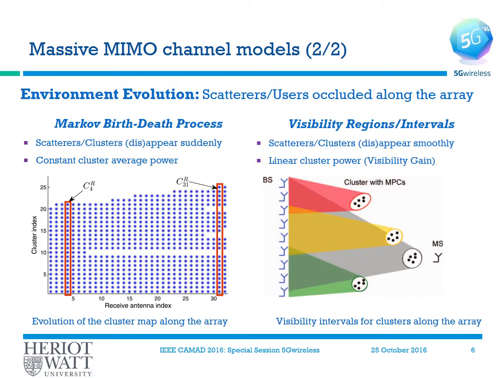The second approach includes what has been called visibility regions, a concept inherited from COST models in which every cluster has a region in space where it's visible. In this approach, a linear variation of the cluster power has been considered by introducing a visibility gain. While the second approach uses smooth variations of the cluster power, both approaches show evident limitations in modeling cluster evolution on the array.